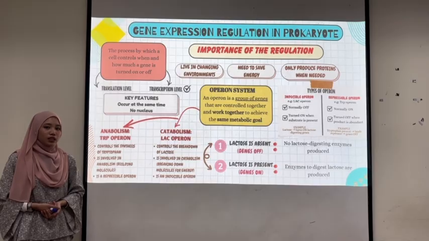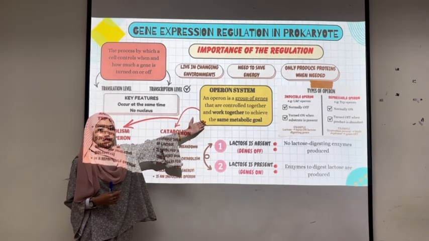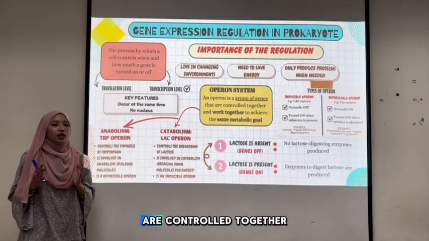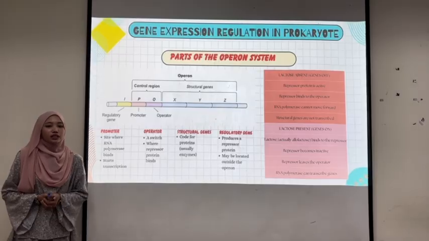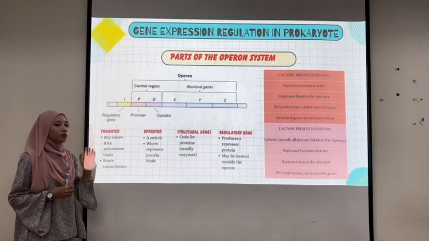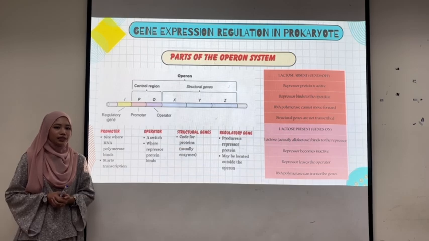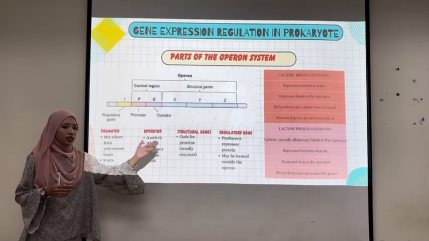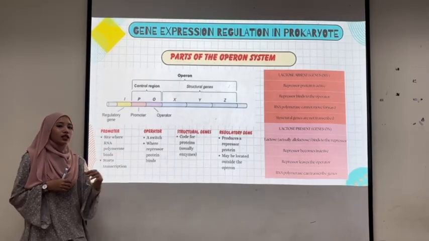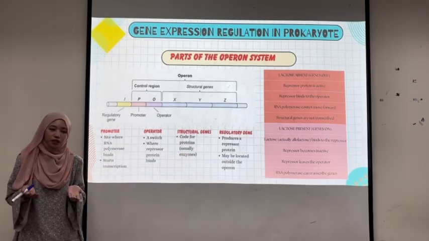One important regulatory mechanism in prokaryotes is the operon system. An operon is a group of genes that are controlled together and work towards the same metabolic goal. Each operon consists of several parts. The first one is a promoter, where RNA polymerase binds. Next, an operator, which acts like a switch. We also have the structural genes, which code for proteins.